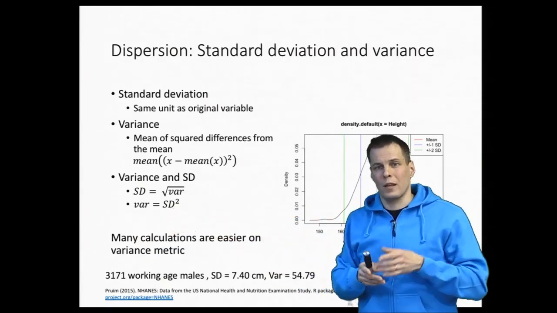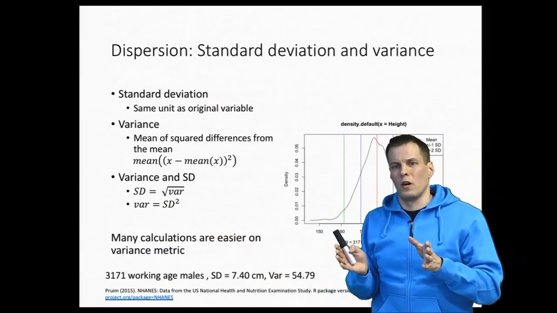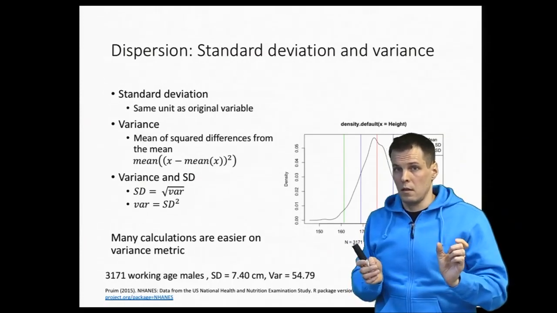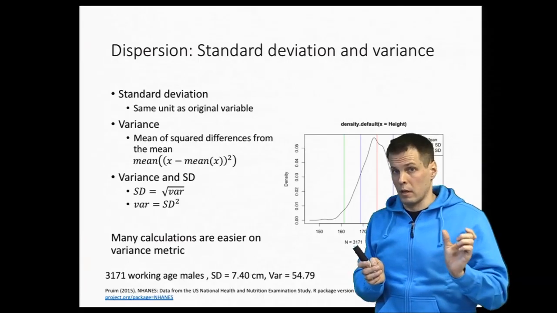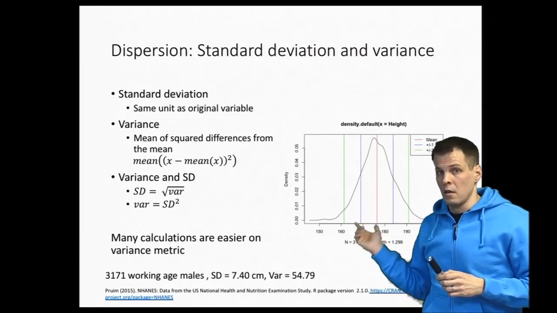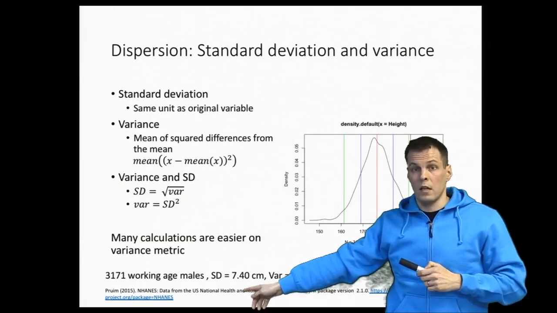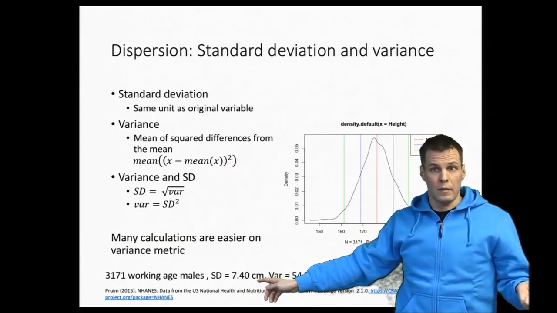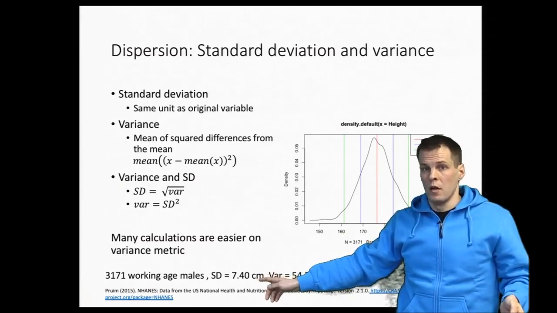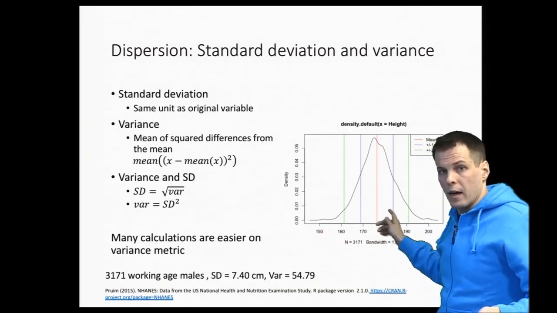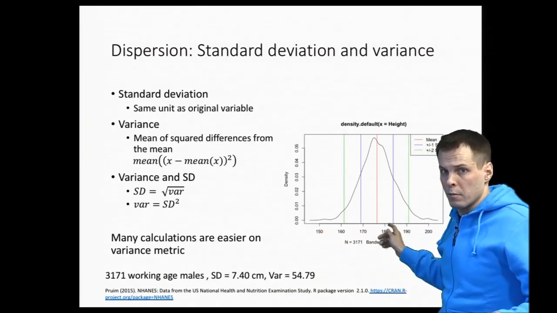We work with either. Typically if we just want to interpret how a variable is distributed, we look at the standard deviation because it's in a metric that is easier to understand. So standard deviation is 7 centimeters. We can immediately say that 60% or something of the people are between 170 and 185. So that's how standard deviations are interpreted.